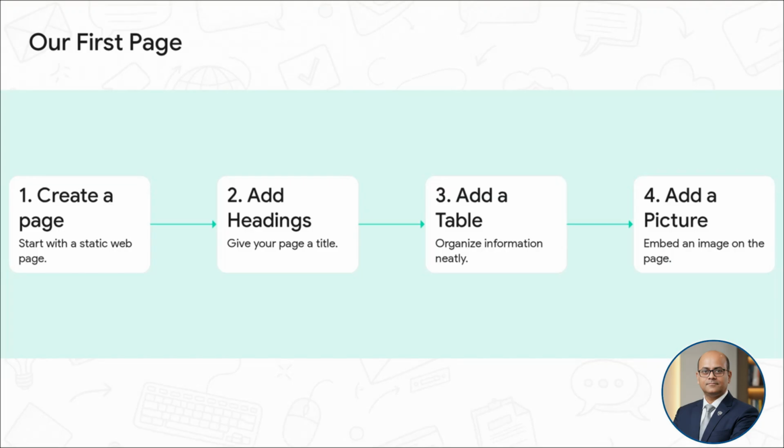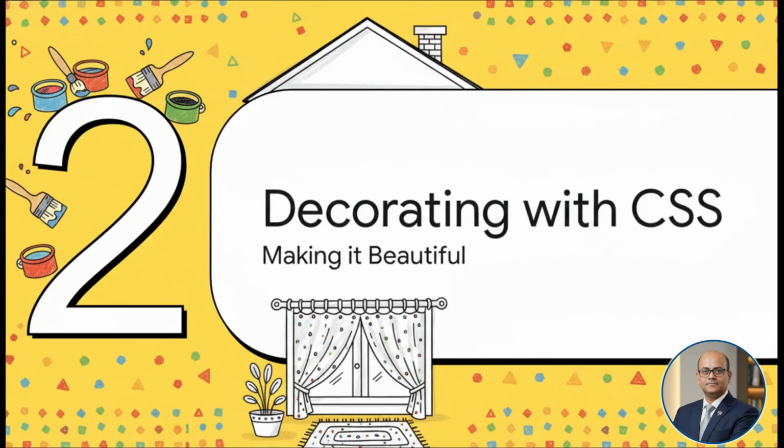Okay, let us take one example. We will create a simple page for our school's annual day. First, we will put a nice big heading. Then, we will add a table for the schedule of events. And finally, we'll put a good picture from last year's function. See? Step by step.